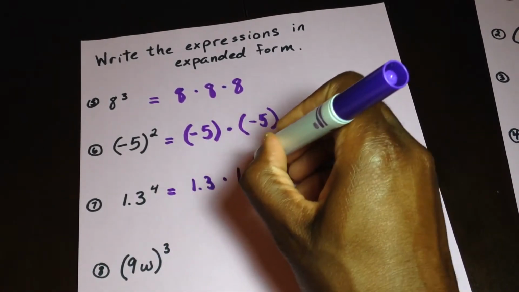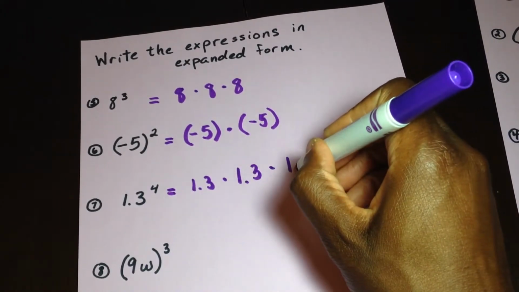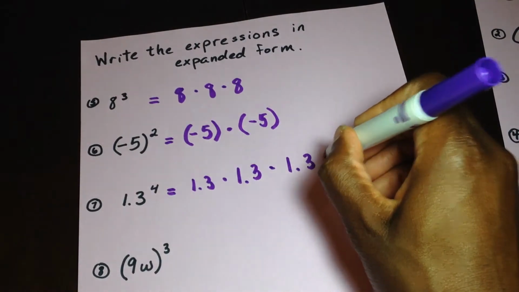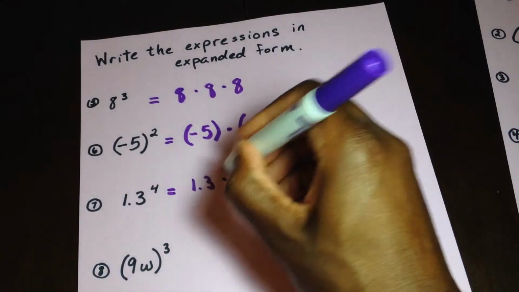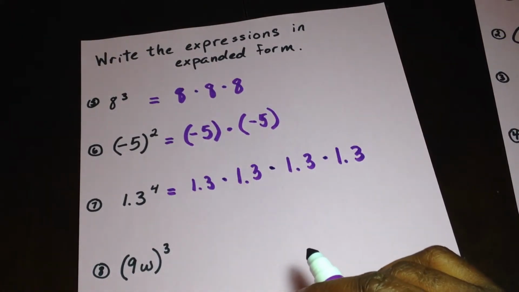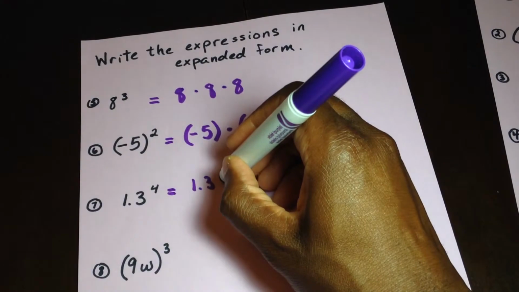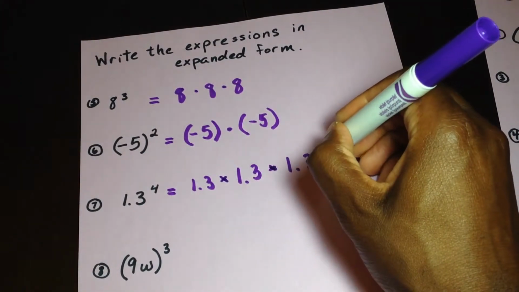1.3 times 1.3, or 1 3/10 times 1 3/10 times another 1 3/10. Again, you can use the point for the multiplication. If you feel you want to use the x, you can use that as well.